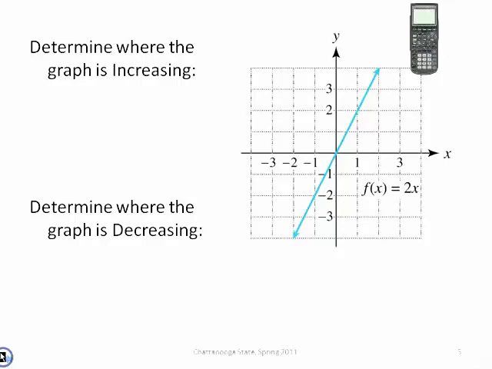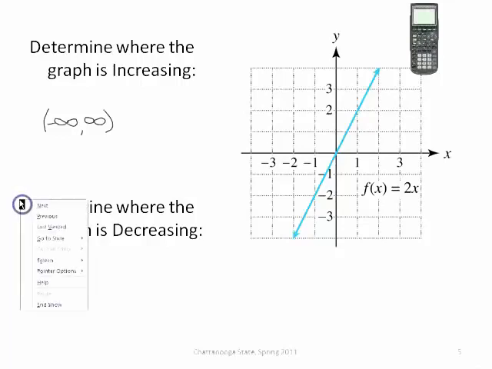Here I have a graph of a straight line. This is a linear function. Anytime you have a linear function, your graph is going to do the same thing over the entire graph. It will either be increasing or decreasing, or it could be a constant function. Remember, constant functions would just go straight across. So what we have here is a graph that's increasing. That means the entire graph is -infinity to +infinity. It's increasing from -infinity to +infinity.